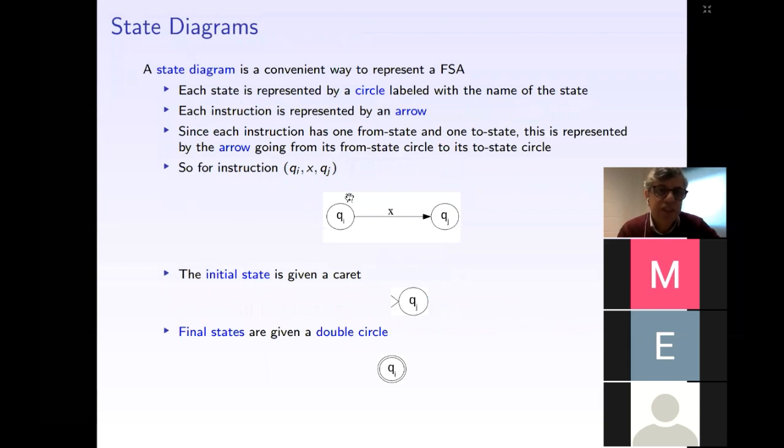A state diagram. Like I said, you can show the machine with a state diagram. In a state diagram, you have symbols in circles, and arrows that show you go from this state to that state. For example, you are in state Qi, you receive symbol X, you go to state Qj. Initial states are shown with an arrow, or it could even have a line inside it, that's okay.